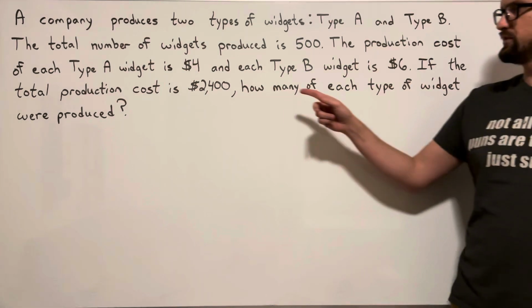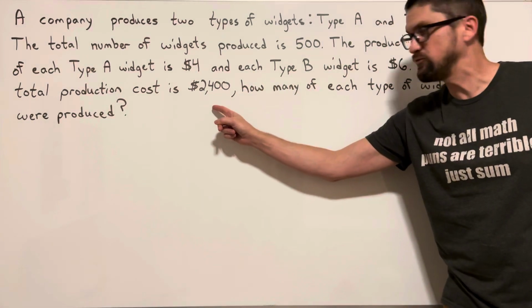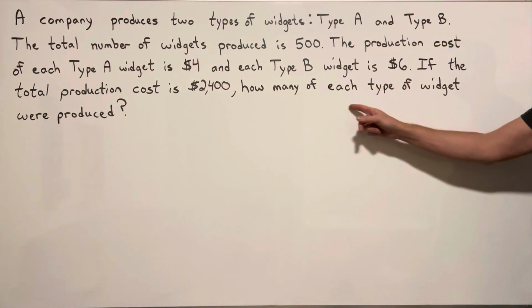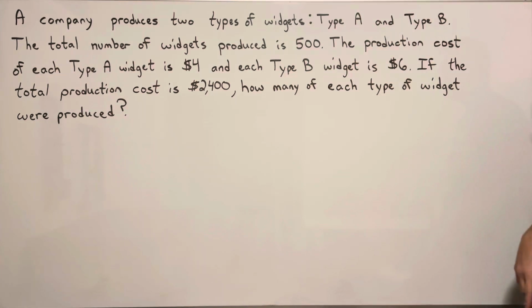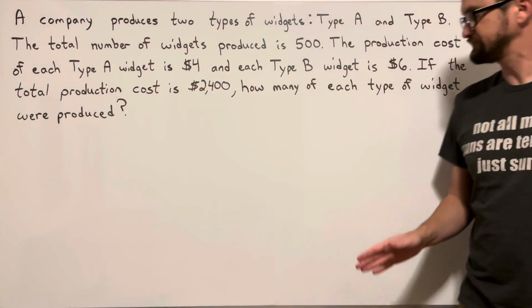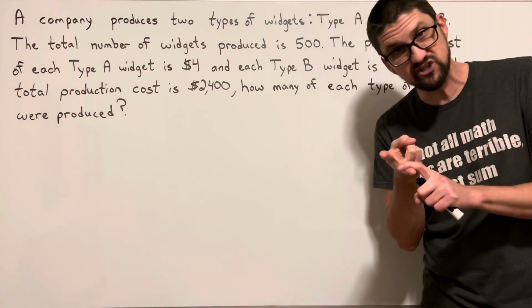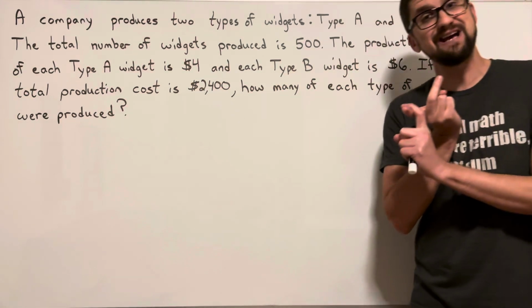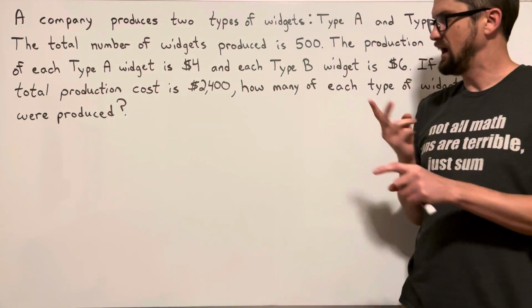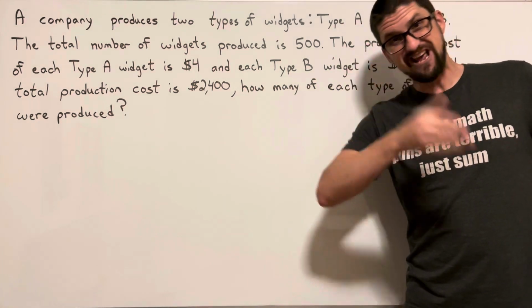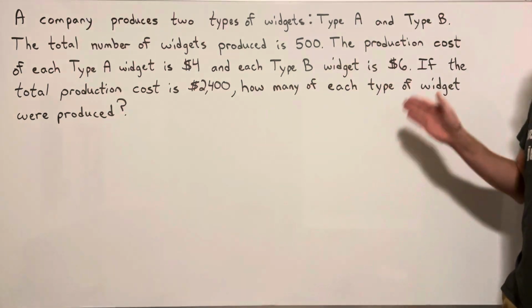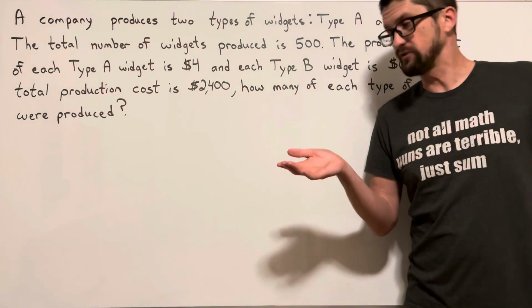If the total production cost is $2,400, how many of each type of widget were produced? Now we're looking for two things. We're looking for the number of type A widgets and the number of type B widgets. I'm going to use letters X and Y to represent those two things I'm looking for.